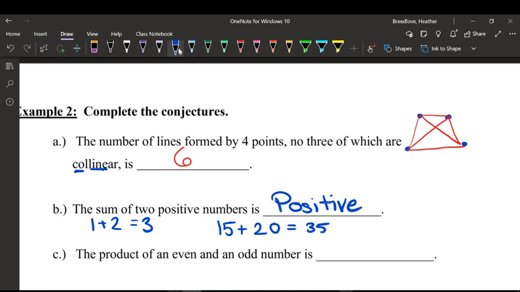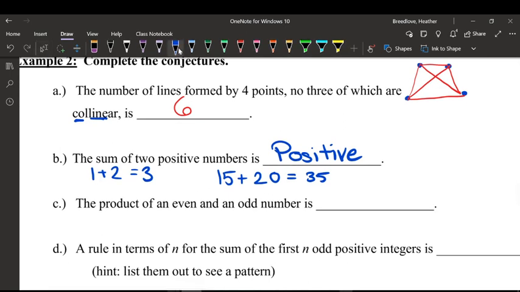All right, so then the product of an even and an odd number. So even 2 times an odd number, 3, that's 6. And then 4 times 5, that's an even and an odd, that's 20. Both of these came out to be even. So it's a pretty safe conjecture that the product of an even and an odd number is even.